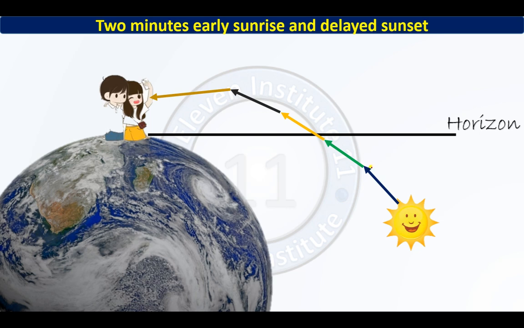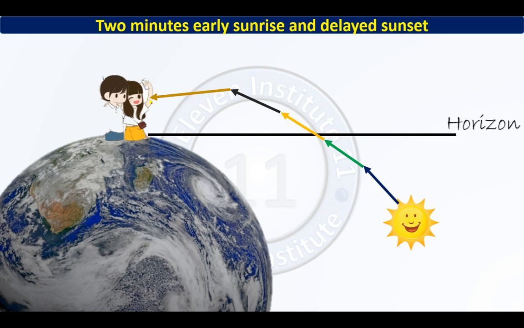But you can see that this ray of light bends continuously. Bending of light is known as refraction. And why does this bending occur? This bending occurs due to atmospheric changes. Hence this is atmospheric refraction.